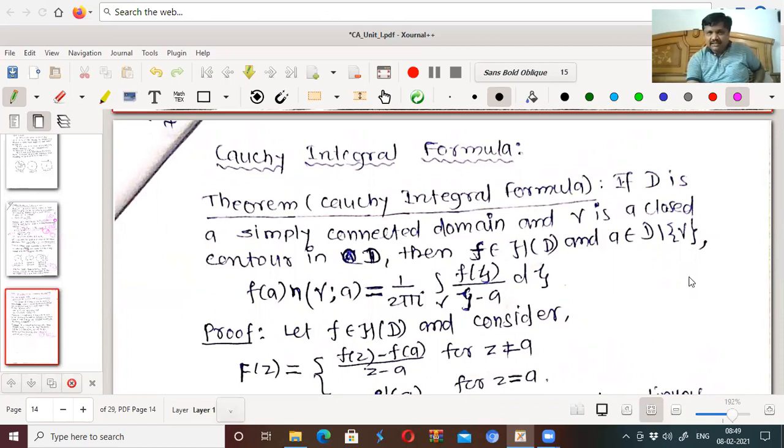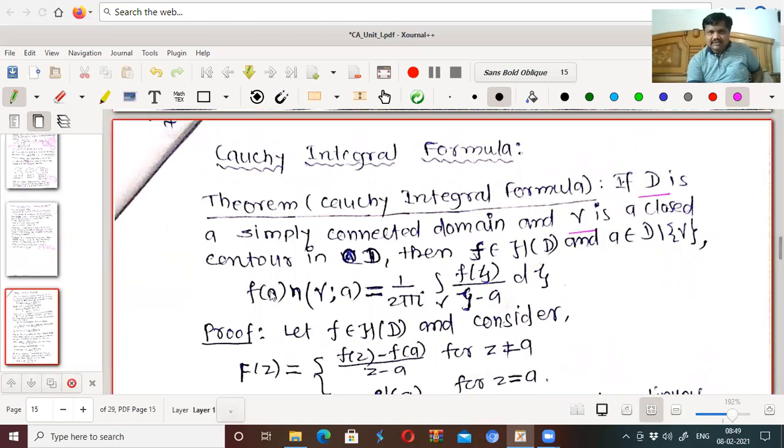If D is a simply connected domain and gamma is a closed contour in D, we know that a closed contour means it should be smooth, that is, continuous, though at different points it may be only piecewise continuous. So it may be continuous or piecewise curves, and F is analytic in D, and A belongs to D minus gamma.